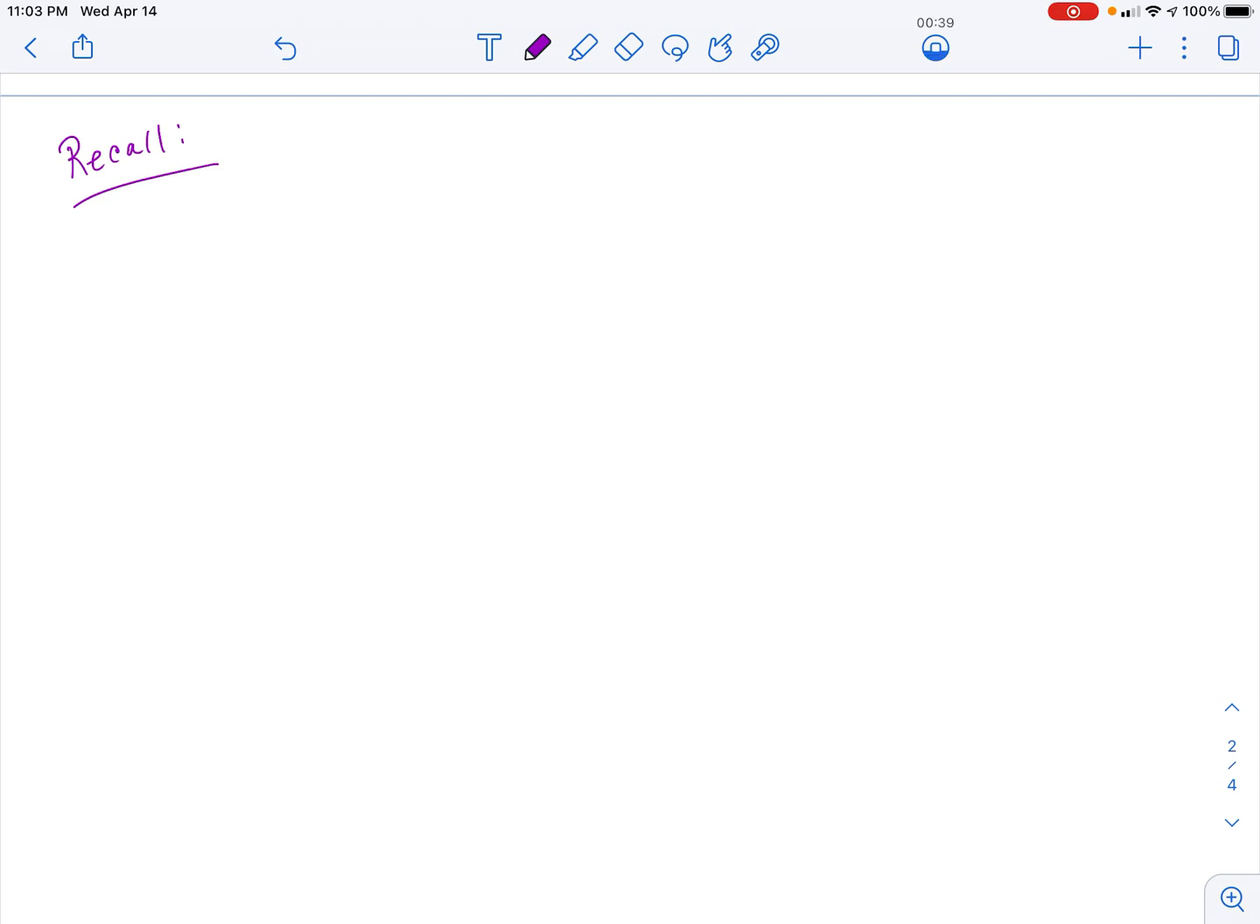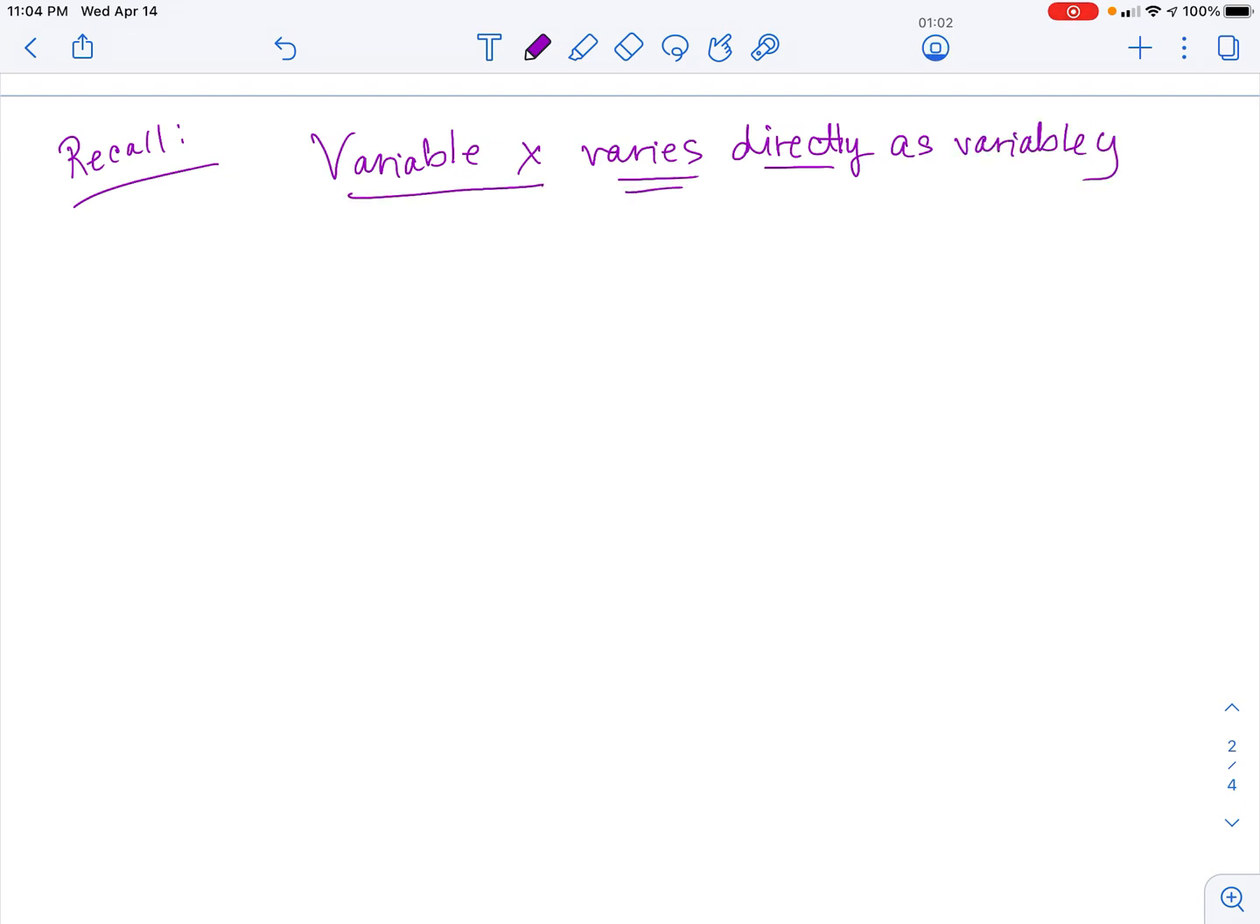All right, so we've learned that when a problem states something like this, variable x varies directly, right? And those are key words. Directly, here we go, as variable y. And we've done some of these problems. So variable x varies directly as variable y. We know that this is a relationship that looks like this: x is equal to a constant of proportionality, which we call k, times y.